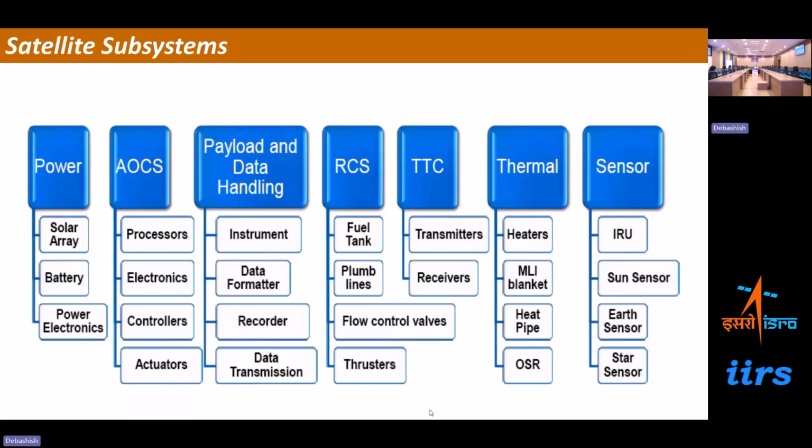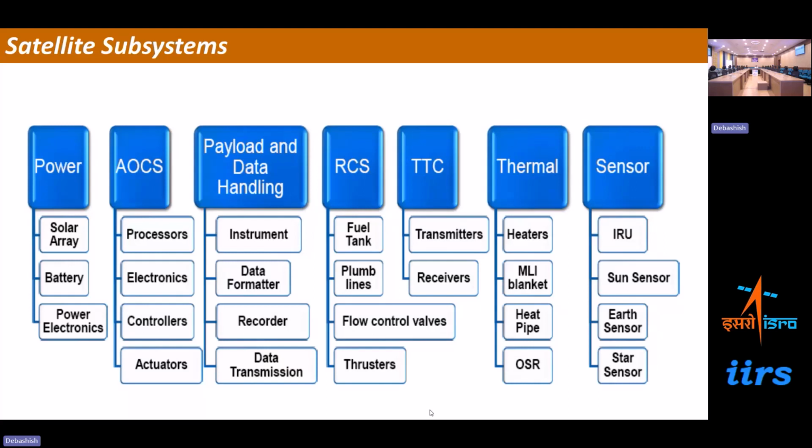Generally, a satellite has 7 subsystems, which are termed as the power subsystem, AOCS subsystem, attitude and orbit control system. AOCS stands for attitude and orbit control system. Then payload and data handling system, and then reaction control system, RCS. TTC is the tracking, telemetry, and command. Then we have a thermal system, which consists of heaters, MLI blankets, heat pipes. OSR stands for optical solar reflector. And then we have different types of sensors, like IRU, inertial reference unit, the sun sensor, the earth sensor, the star sensor. So there are the 7 prime subsystems.